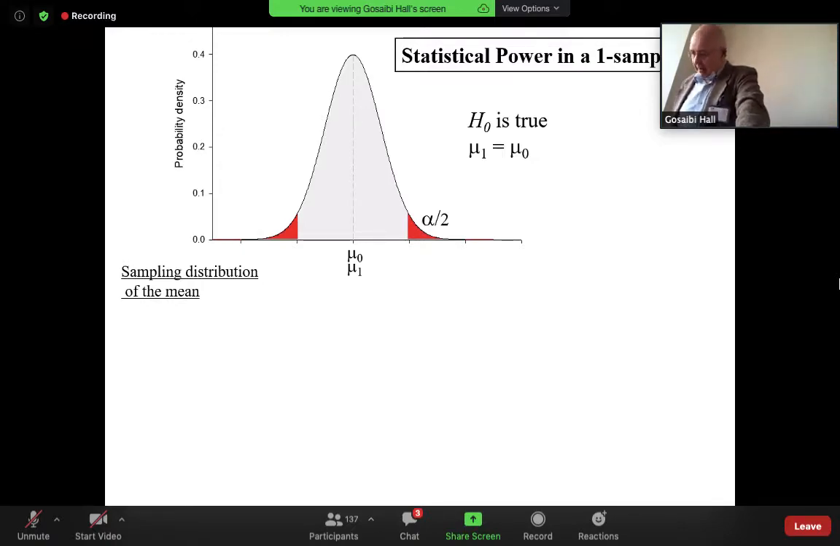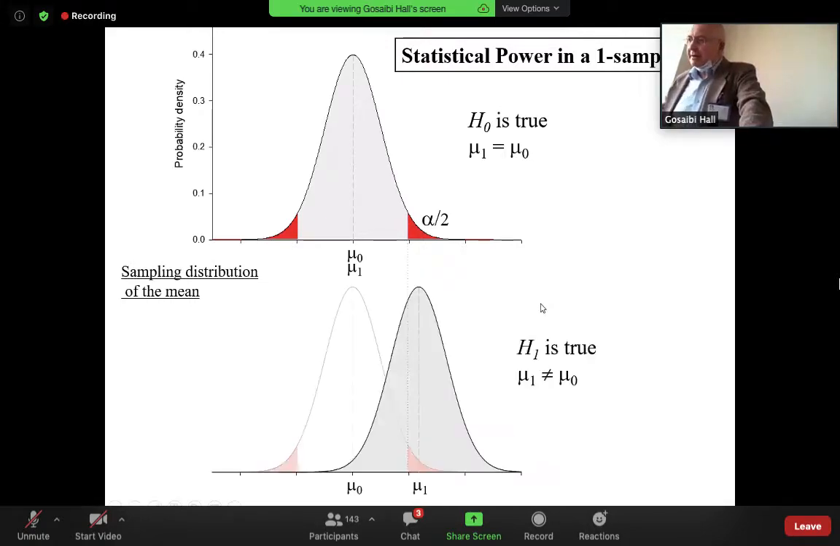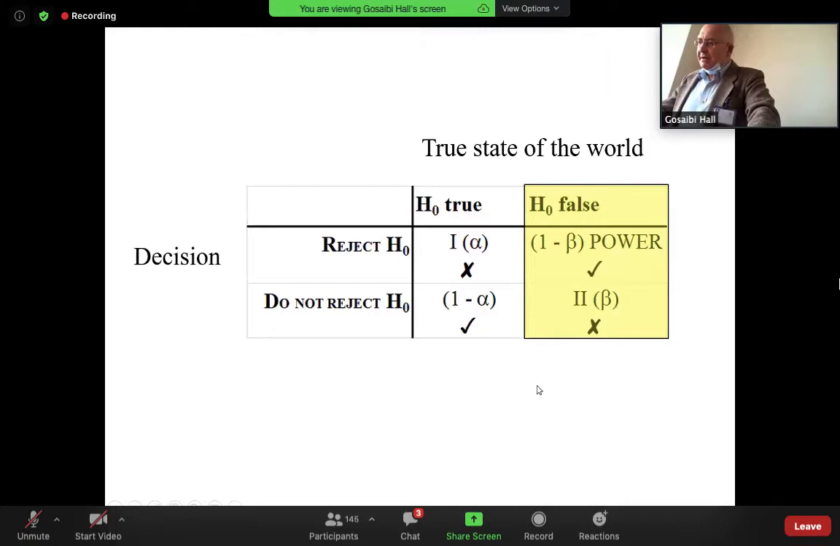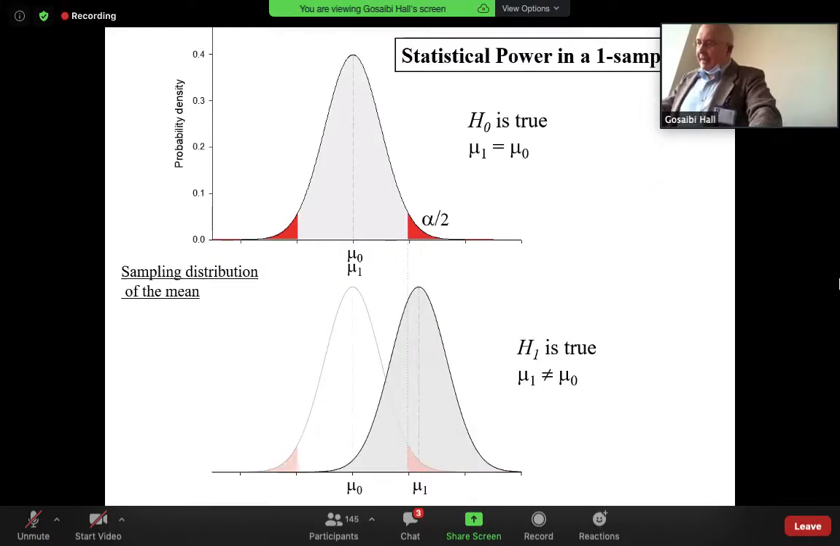What about if H1 is true, in other words, H0 is false, so actually mu1 is in a different position?